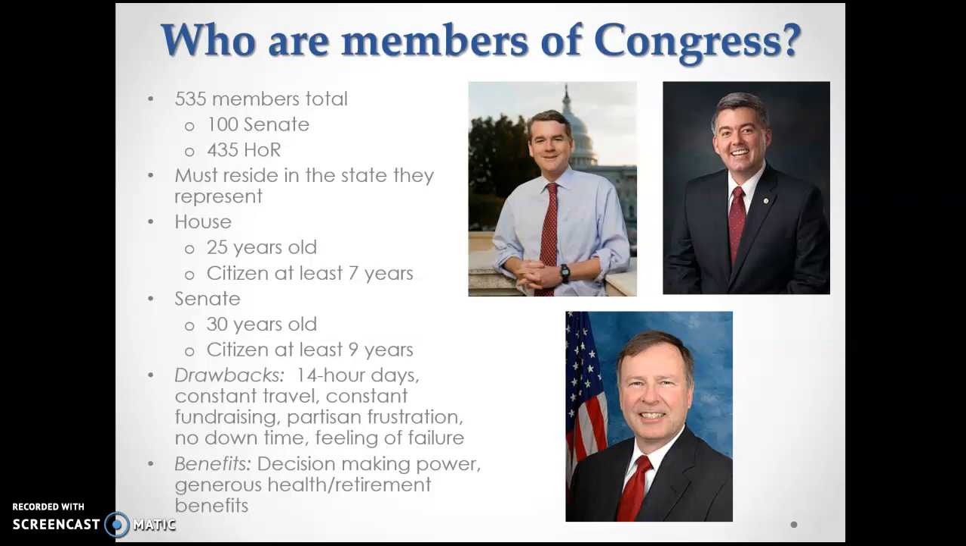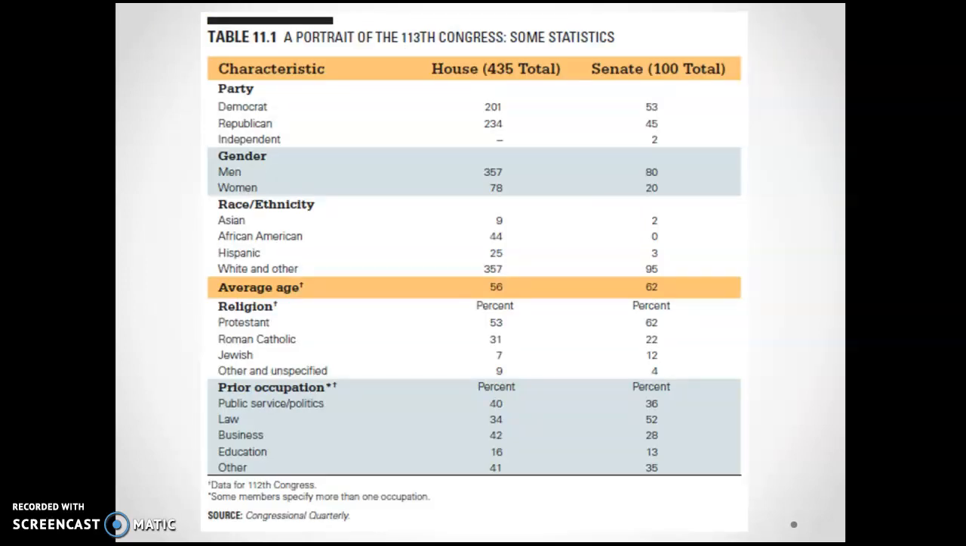They also have very generous health and retirement benefits, that as long as you serve, you have a congressional pension for the rest of your life. And you're on congressional health care. So, some definite benefits, clear drawbacks. Let's move on. This is for today's Do Now. And if you haven't done the Do Now, and I advise you the directions not to, let's take a look at it, right?